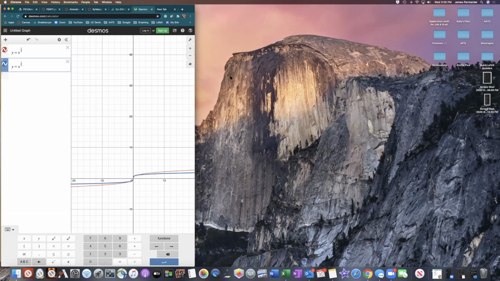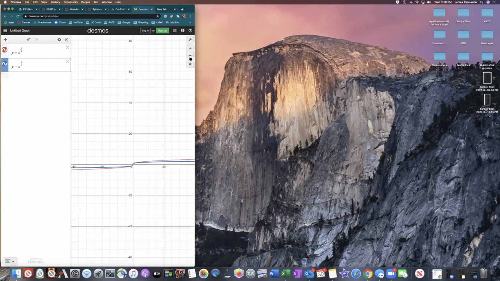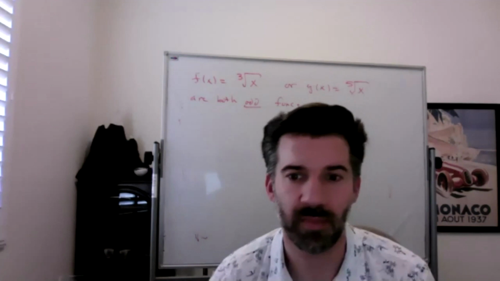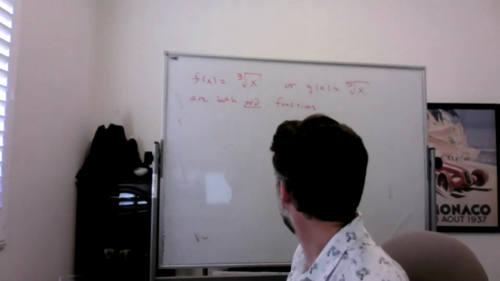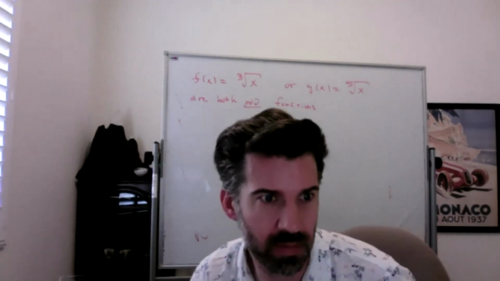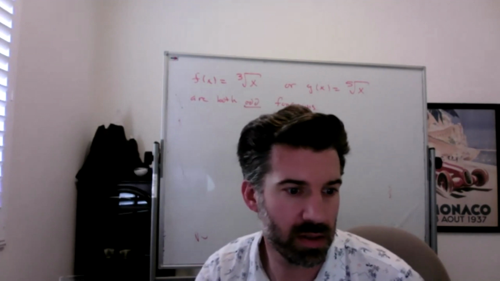So both those functions, we can look at them and see, oh yeah, those definitely have the odd symmetry. If we rotated those 180 degrees, they would look exactly the same as they did when we started with them. So yeah, that's all I wanted to show you. Now I'm going to have to figure out how to write a cube root the other way though. So let's see here.